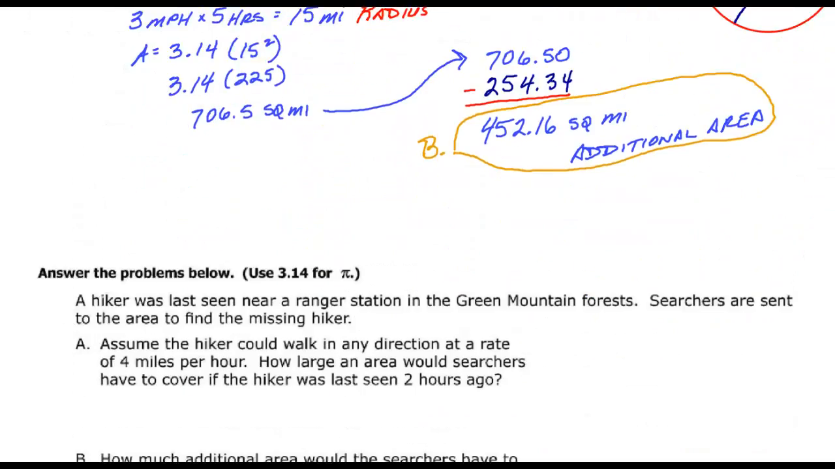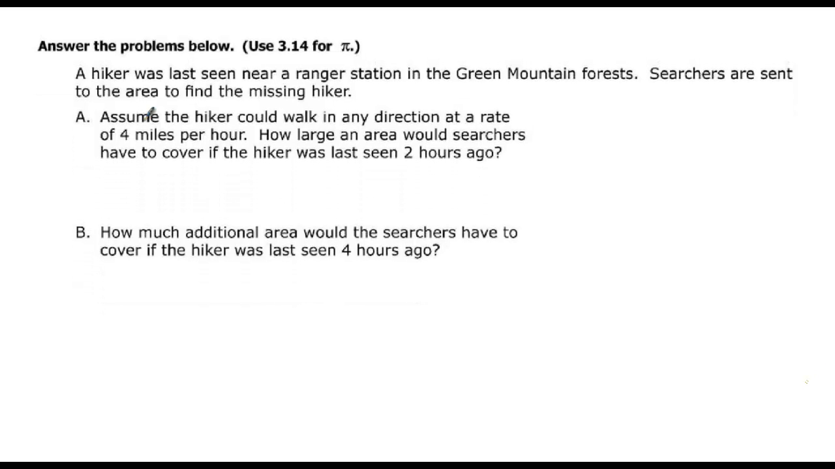So here comes the second problem. It's the same idea. In the first part, hikers are sent out, searchers are sent out. The hiker had traveled 4 miles per hour, left 2 hours ago. So 4 miles per hour times 2 hours gives us 8 miles. And that 8 miles becomes the radius of our circle.